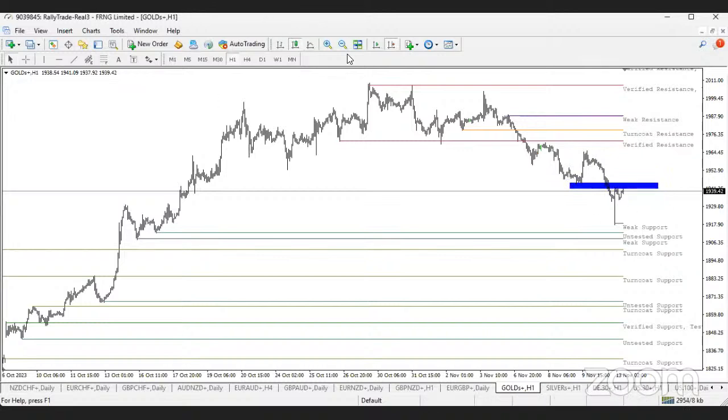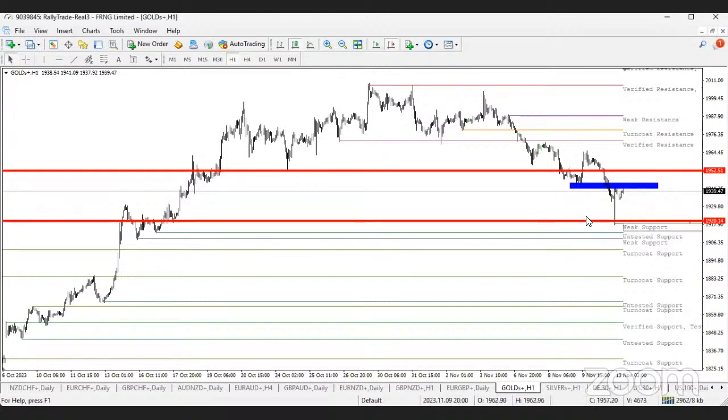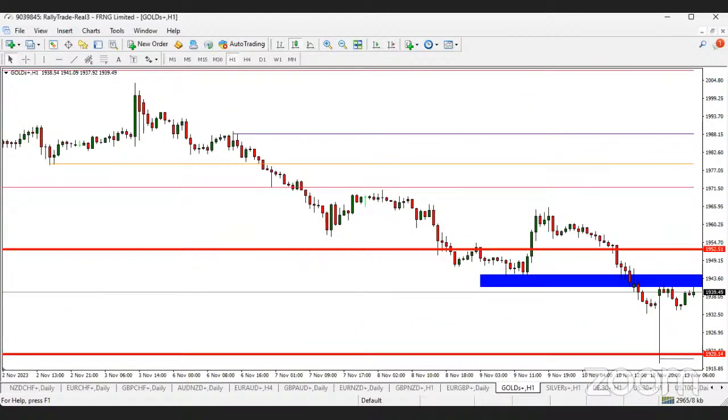And it's already testing that area right now. So I would love to see price go back there for me to sell. My stop loss would just be above here, and then I can target a nice 1:1 or 1:1.5.